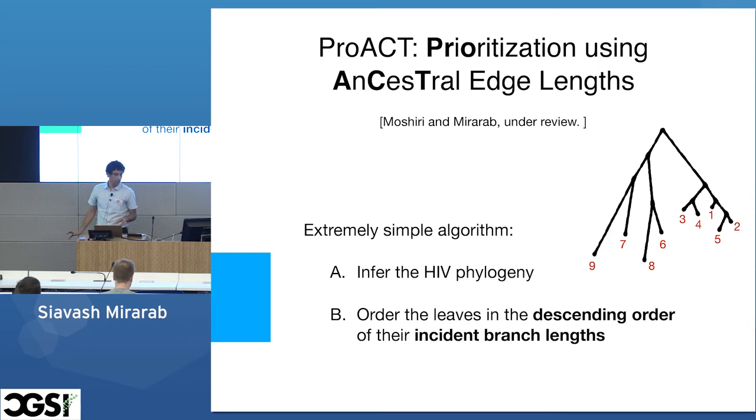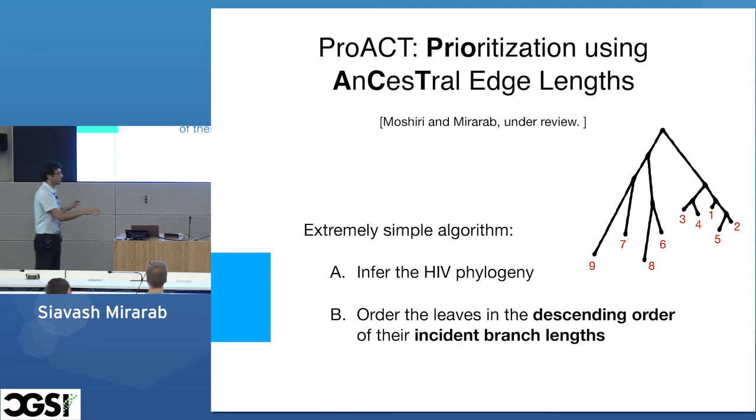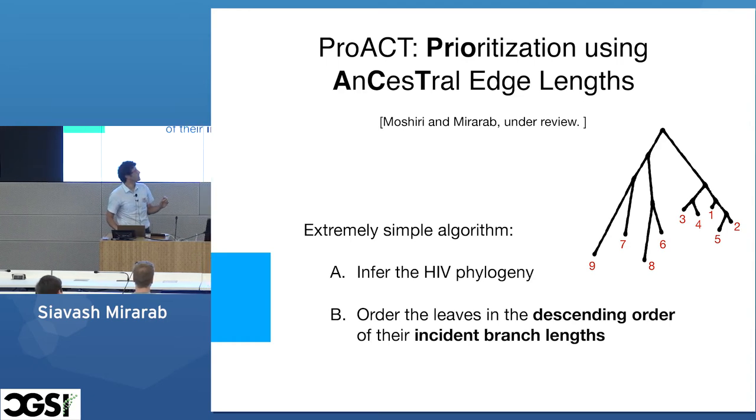What we came up with is an extremely simple algorithm. We started with all sorts of complex machine learning methods, but nothing was working very well. The best thing that we have been able to come up with so far is this super simple algorithm. You just take your phylogeny and you order the leaves based on the terminal branch length that they have. So in this case, this is the shortest branch length.